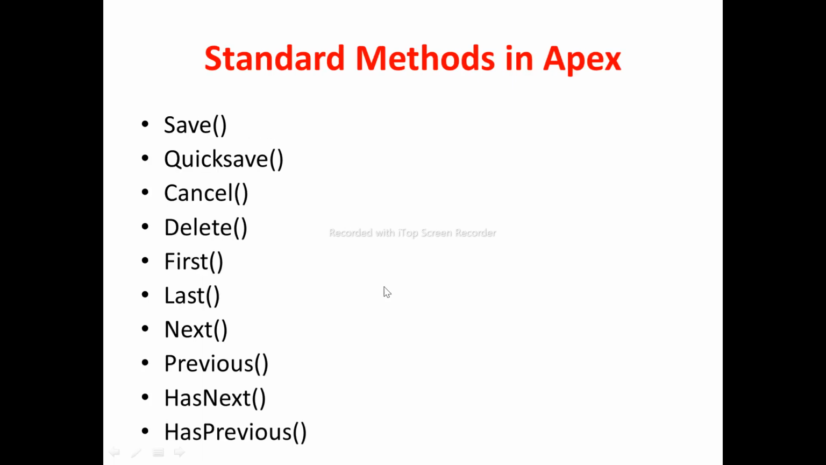Next is standard methods in Apex. Salesforce provides 10 standard methods by default. First one is save. After that, quick save, cancel, delete, first, last, next, previous, has next, and the last one is has previous.